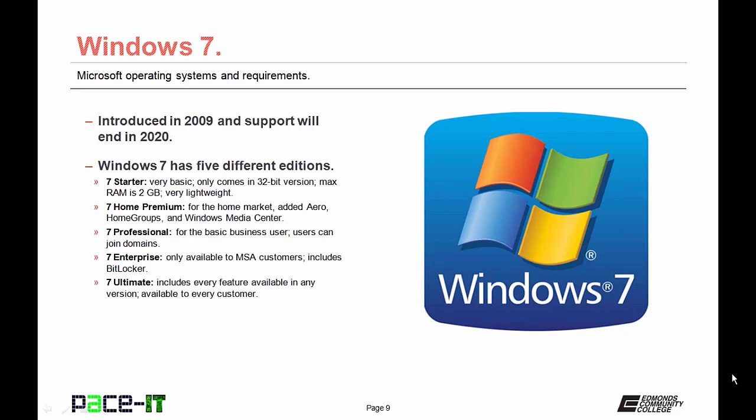Then there was 7 Enterprise, only available to MSA customers, and again, it included BitLocker drive encryption. Last but not least is 7 Ultimate. Just as with Windows Vista, the Ultimate Edition has every feature available to every customer.